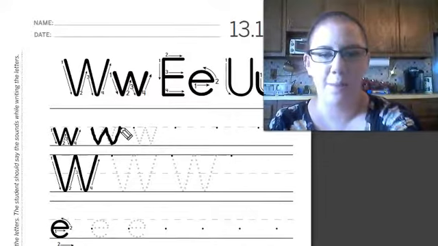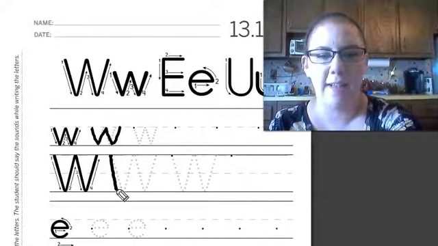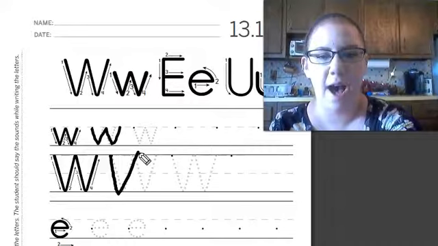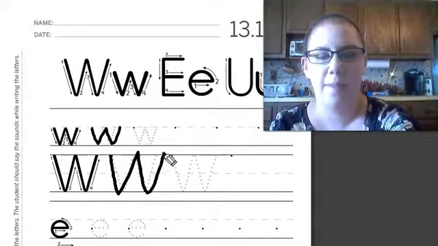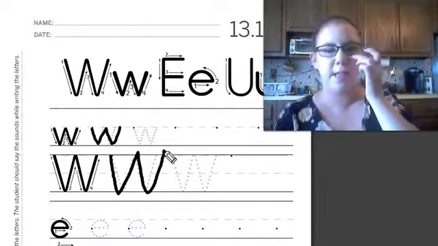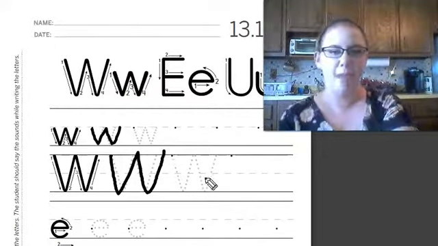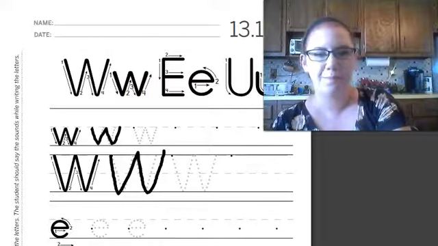The capital W is just the same, except you're starting all the way at the top and going all the way down. Draw a diagonal line down and then up. Make sure you're drawing those lines diagonal and not straight down.